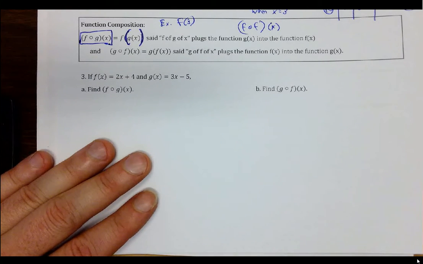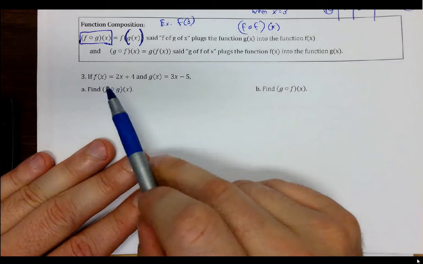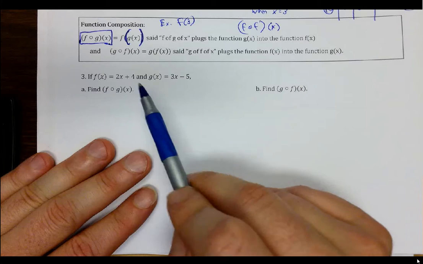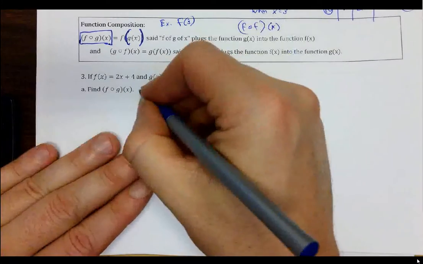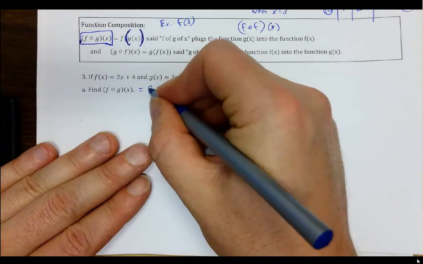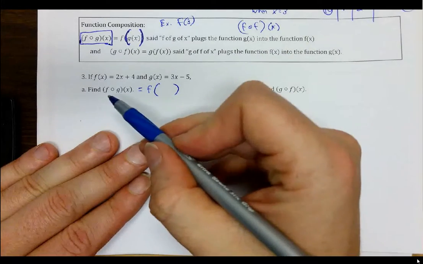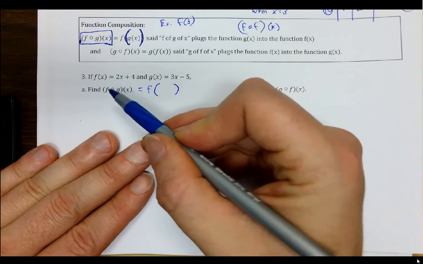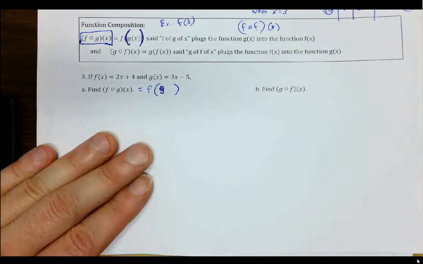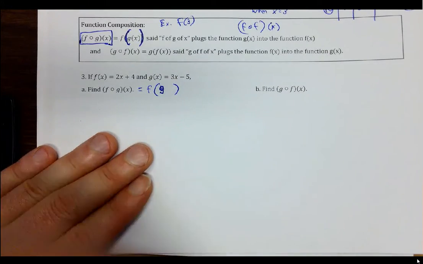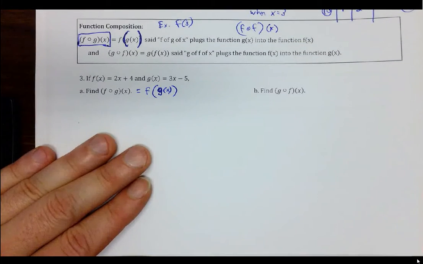Okay. So our first example, find f of g of x, and we're given f of x is 2x plus 4, g of x is 3x minus 5. So what do I like to do? I like to rewrite it just so I can remind myself what's going on. I'm taking my second function g and I'm plugging it into f. G. I'm going to include the x.